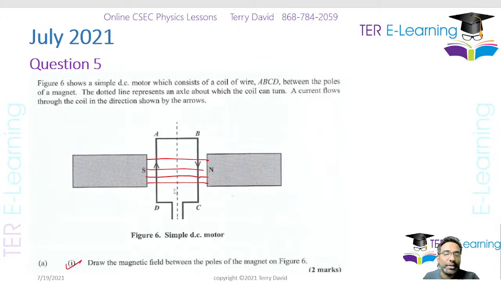Now, what you're going to get the second mark for is for drawing the correct direction. So the direction of the field is this way. It's from north to south, right? So some people may have just drawn the lines, but they didn't put the direction. You need to put the direction to get the second mark, right?